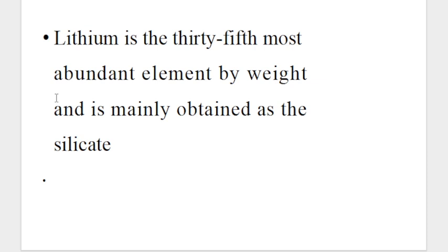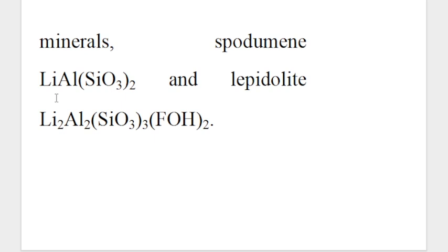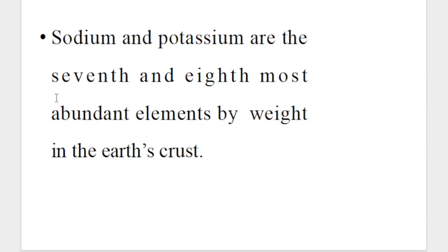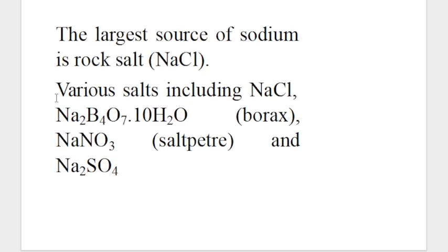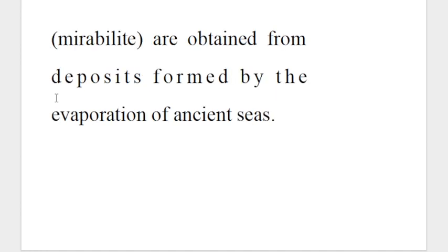Lithium is the 35th most abundant element by weight and is mainly obtained as a silicate. Minerals such as your spodumene and your lepidolite are compounds that you could find lithium in. Sodium and potassium are the 7th and 8th most abundant elements by weight in the earth's crust. The largest source of sodium is rock salt, which is sodium chloride. Various salts including sodium chloride and the rest of them, your borax, your saltpetre, and sodium sulfate are other sources of obtaining sodium from other compounds.